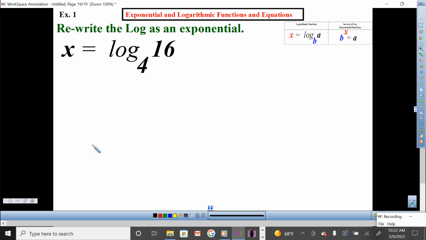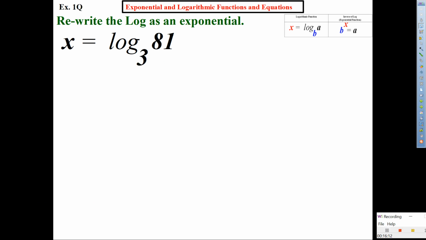All right, Zachary, go. 4 to the x equals 16. Hands, have you got that? Okay, let's do another one. Here we go. Example 1Q, x equals log 3, 81.